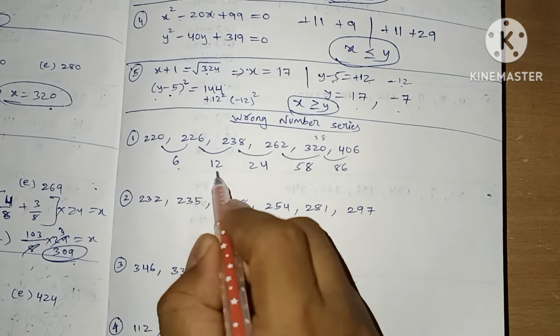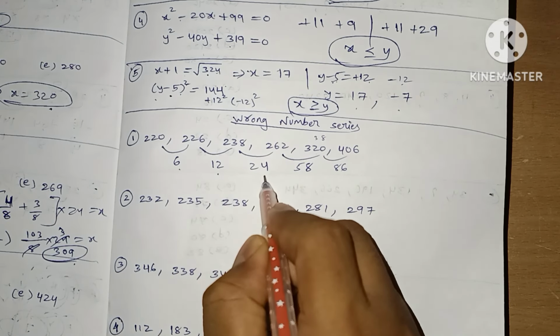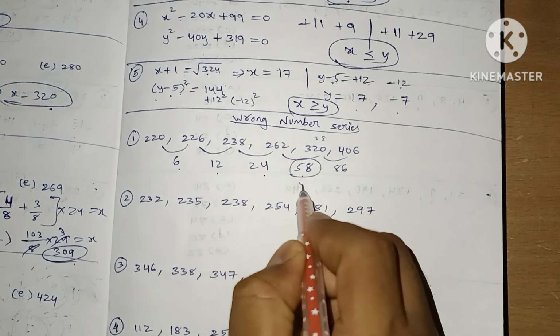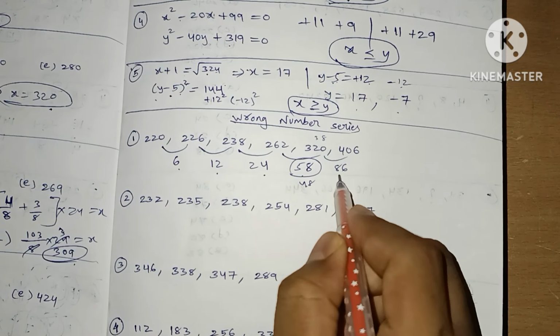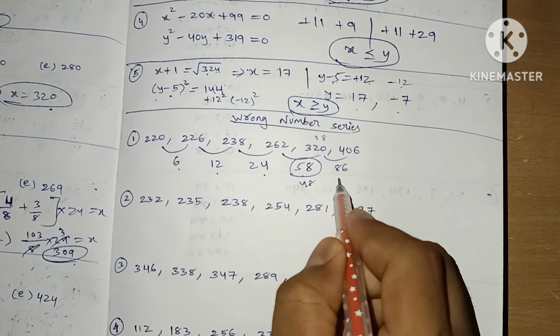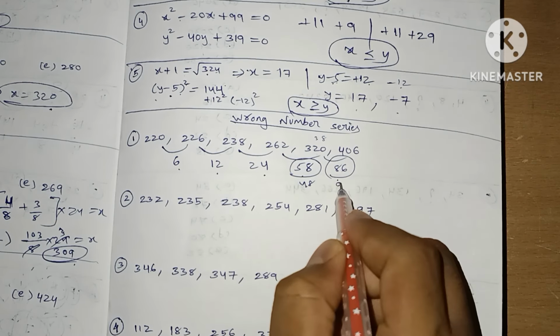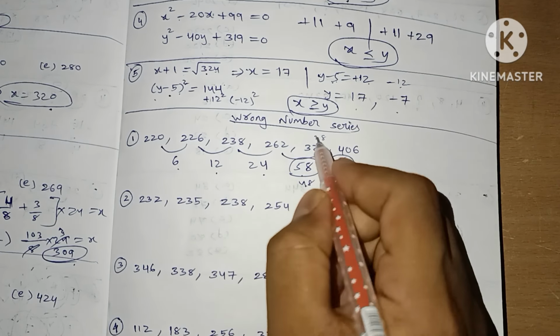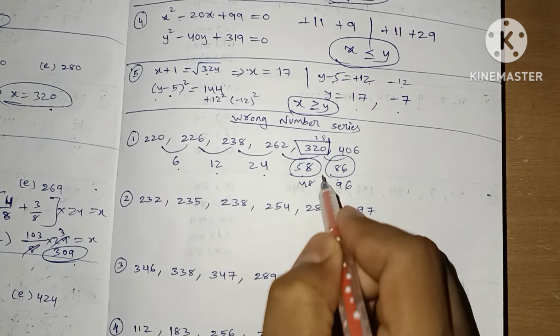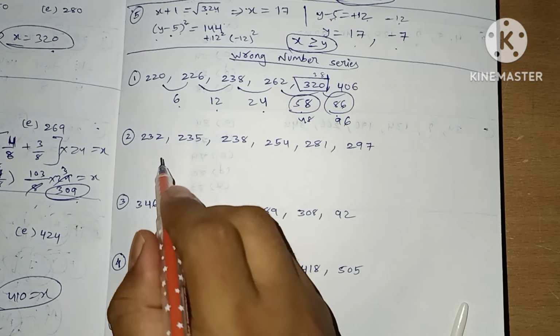Here 6 2 times 12, 2 times 24, 2 times must be 48. 48 2 times must be 96. So these two are wrong. So in between these two this is our wrong number. Okay, next we are going to see question number 2.